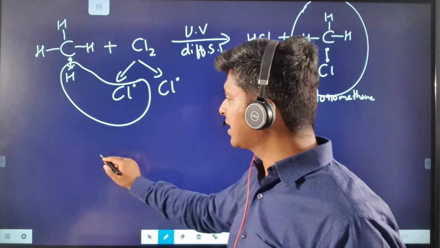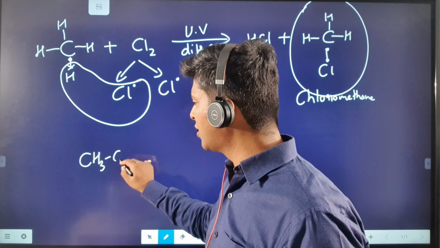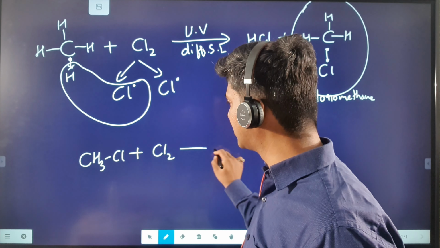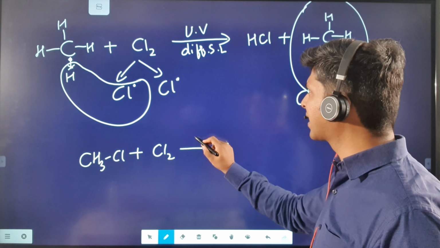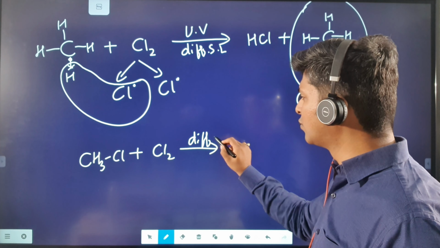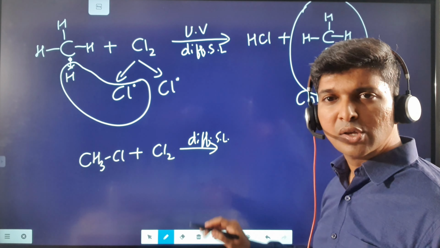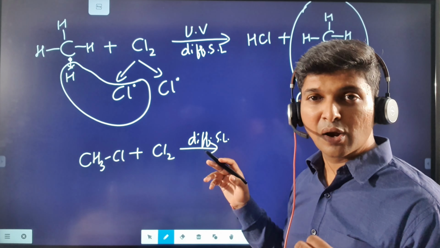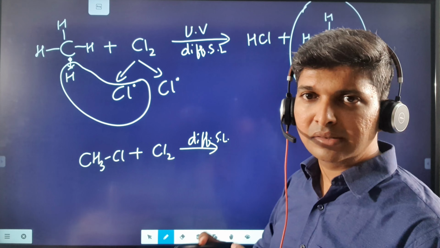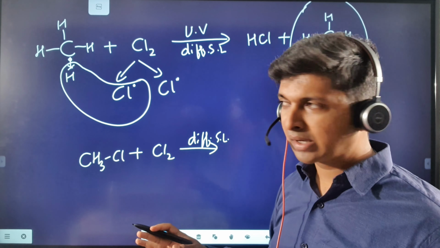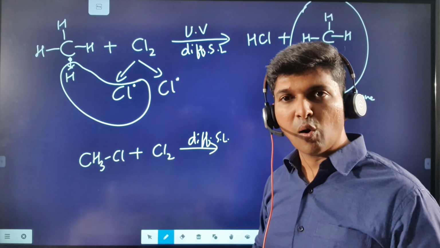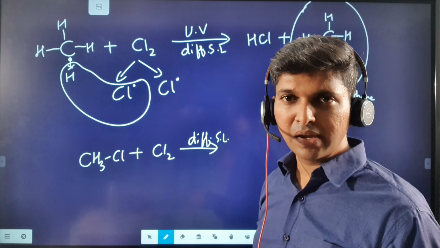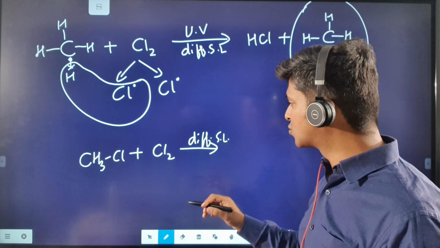Now this CH3Cl, from which one hydrogen has been removed, will further be treated with chlorine, and with the same mechanism, diffuse sunlight. See, if you use direct sunlight, it's going to explode. So you have to use diffuse sunlight. You cannot use direct sunlight, or you cannot perform the reaction in dark. If in dark, the Cl2 will just not dissociate, and this is in particular homolytic dissociation.